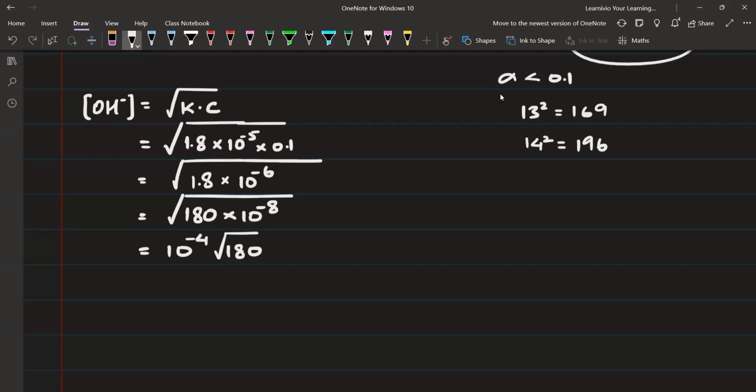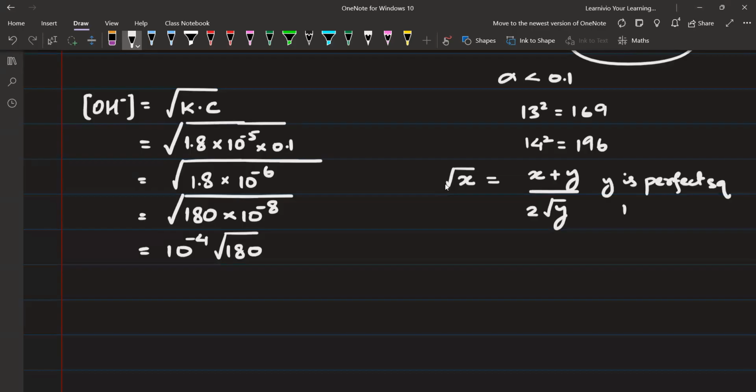Yes, sir. So approximately 13.4 आएगा. But now how to do it also? तो इसके लिए समझ लीजिए. If you want to find the root of x, and x is not a perfect square, then it could be written as x plus y upon 2 root y. What is y? Y is a perfect square before x.